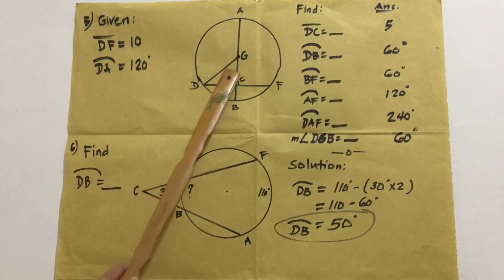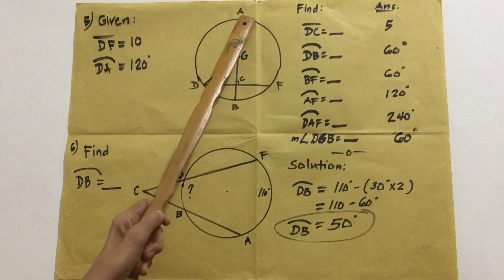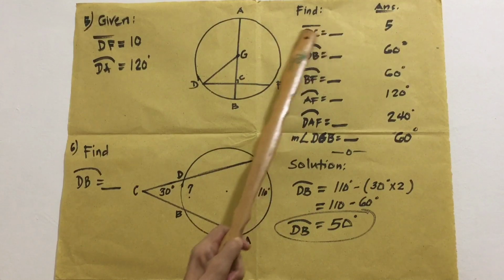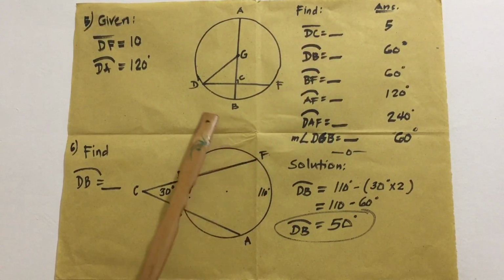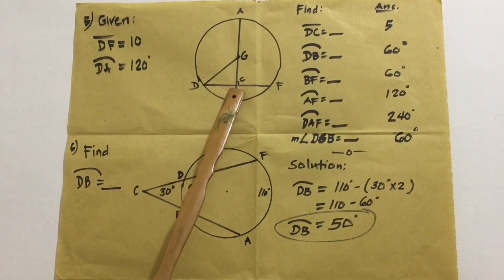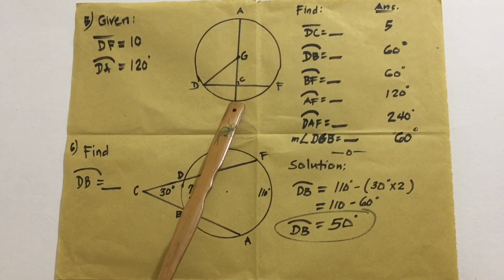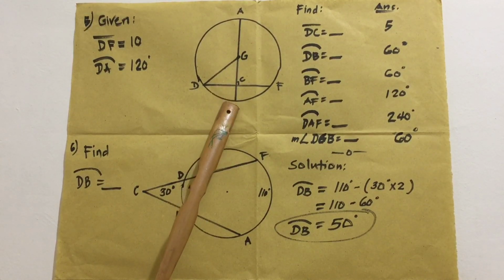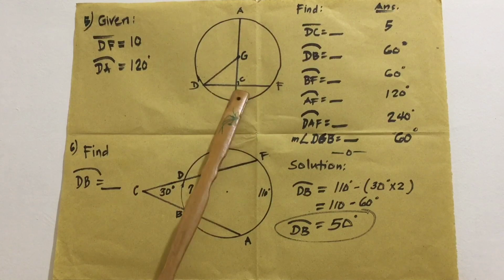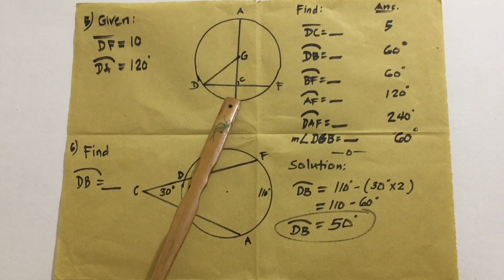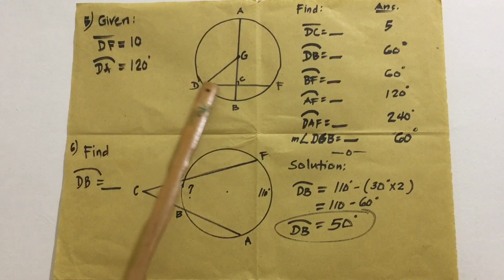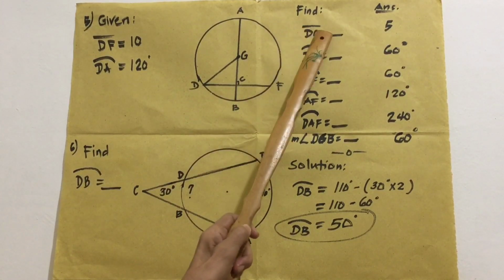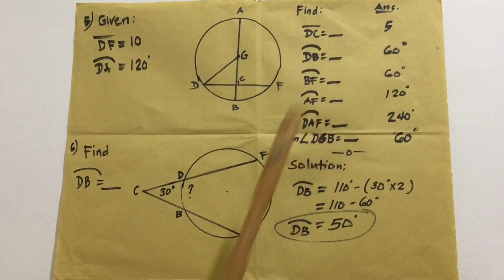Then the arc DE is 120 degrees. Now find segment DC. So this is here. Since this is a diameter and perpendicular, meaning to say this segment is divided into equal parts. So the DF measurement is 10 divided by 2, so DC is 5. So our answer for segment DC is equivalent to 5.